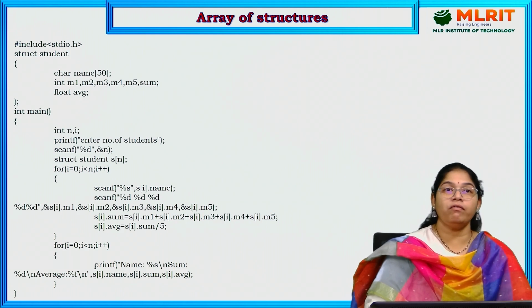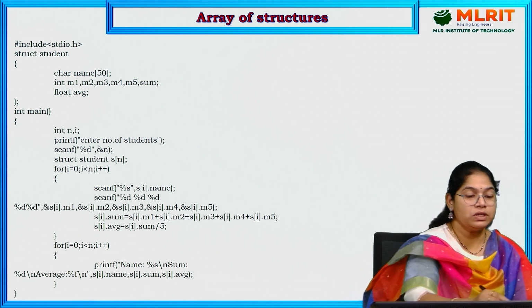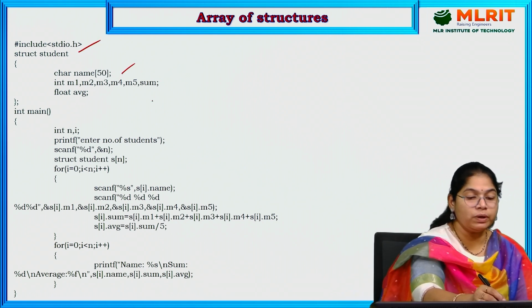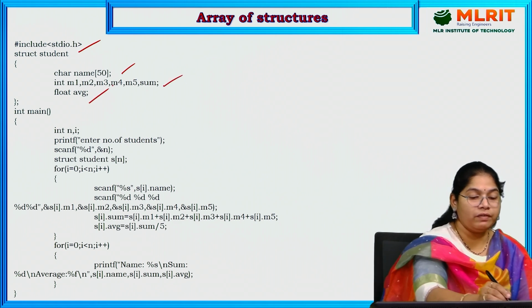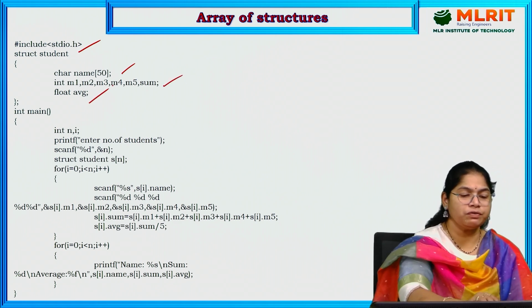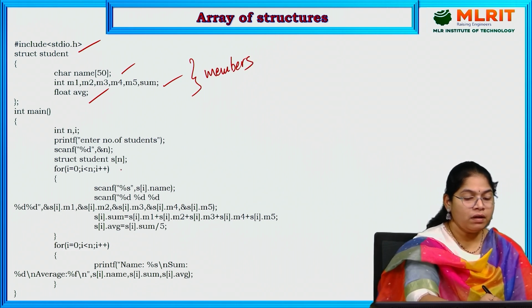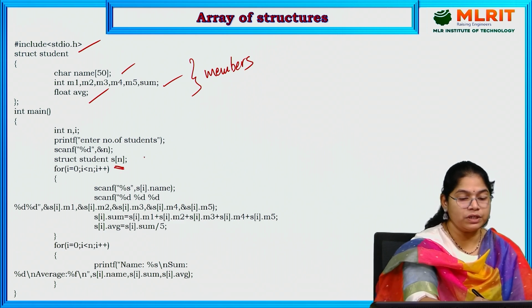Then here we have one more example. Here I consider the struct student. The members of the structure are name of the student, then marks and sum, and I want the average, which is of type float. These are the members of the structure. Then I created here an array of structure, meaning I want the details of a number of students.